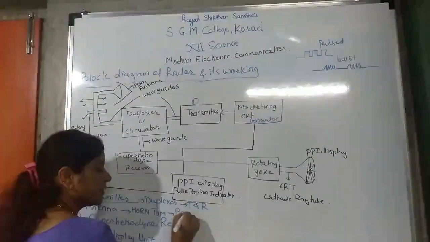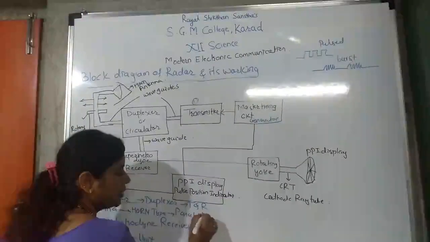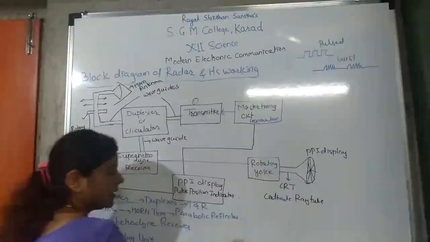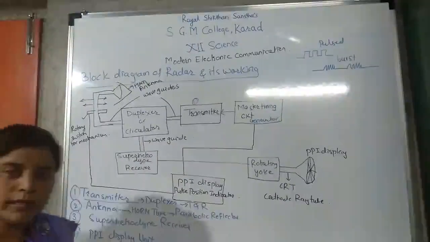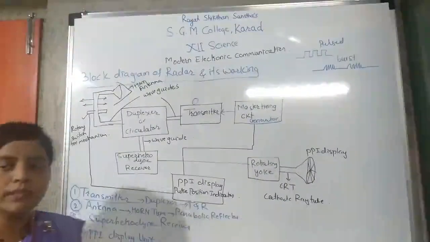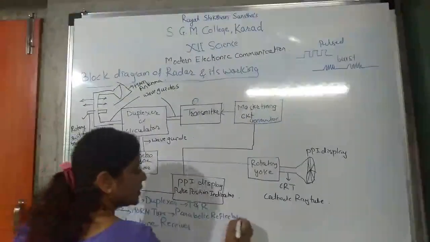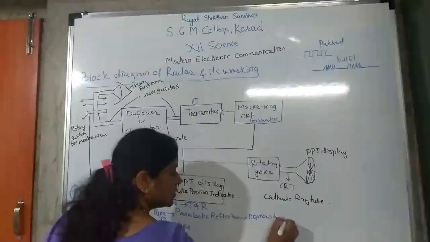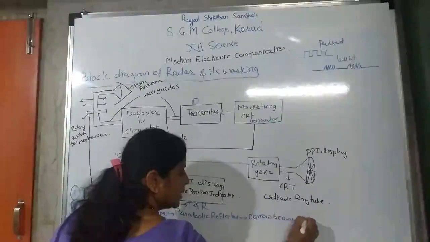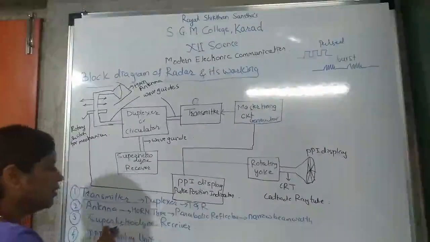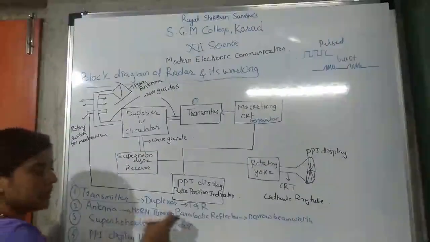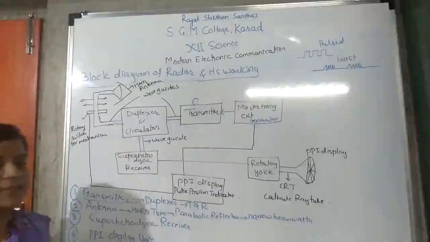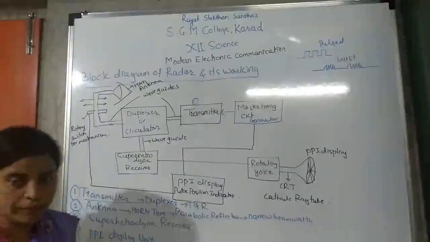It is a parabolic reflector. Parabolic reflector means what? It gives a narrow beam width. This antenna is specially used; the horn antenna is having a parabolic reflector. Parabolic reflector means it is having a narrow beam width.